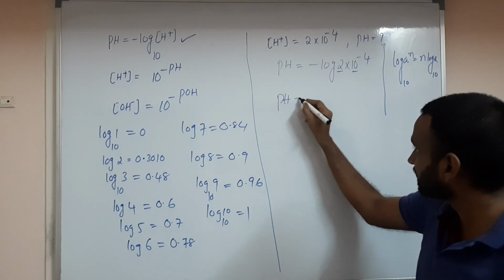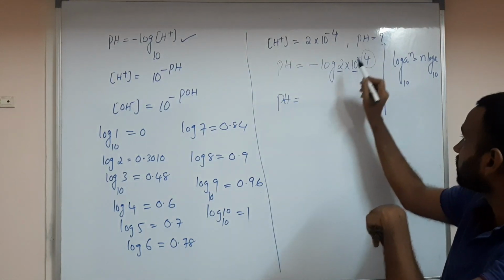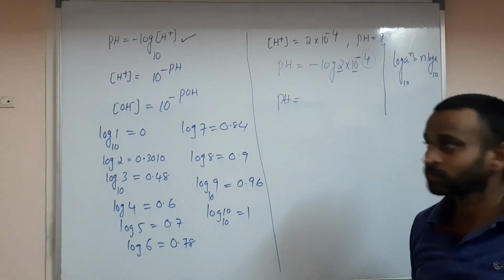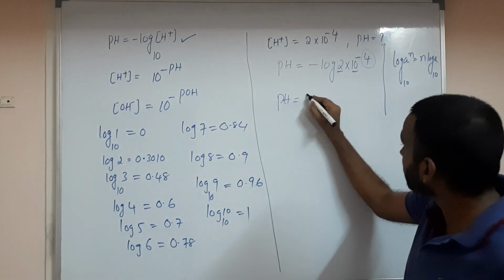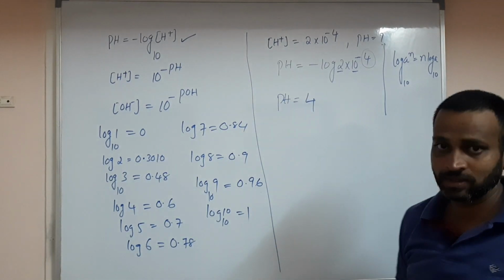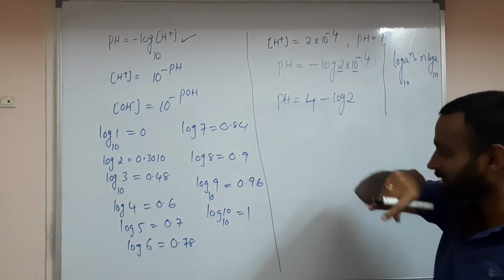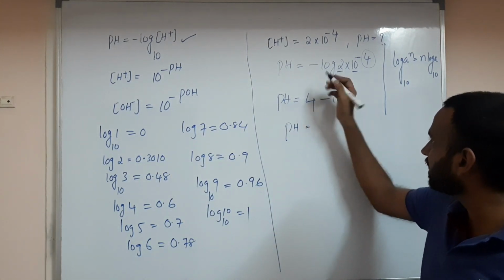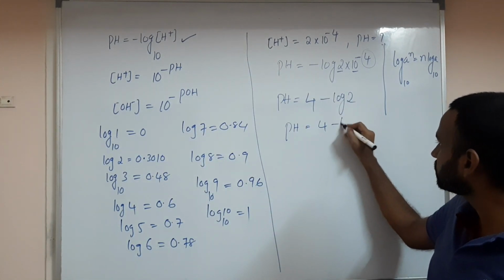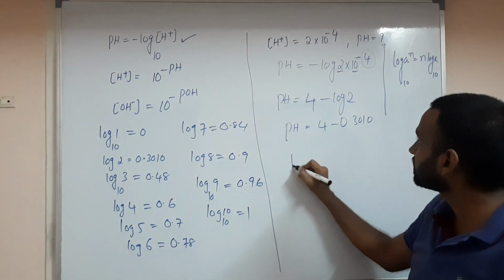So when they ask like this, first see what power you have here. Just forget about the negative, because minus of minus will become positive. Whatever power you have, write that down first, 4, then minus log 2. Log 2 value is 0.3. Simple, no need to write many steps. So 4 minus 0.3010, very simple like this.